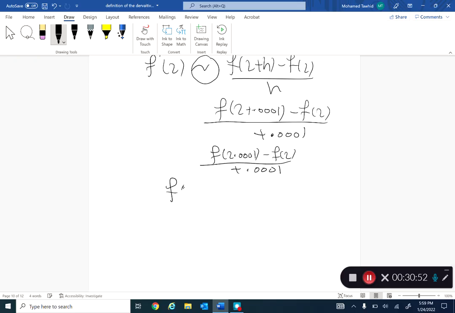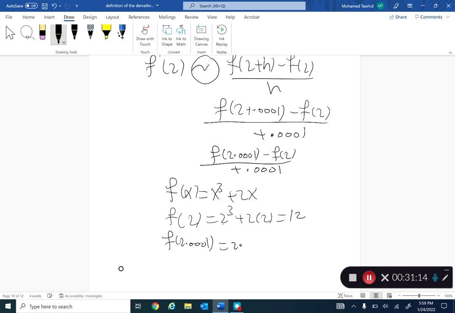So what is your f of x? Your f of x here is x cubed plus 2x. Which means I need to compute f of 2. We said 2 cubed plus 2 multiplied by 2, so you have 8 plus 4, you get 12. F of 2.001 will be 2.001 cubed plus 2 times 2.001. Now I go back here, that is your f prime of 2 from the right.